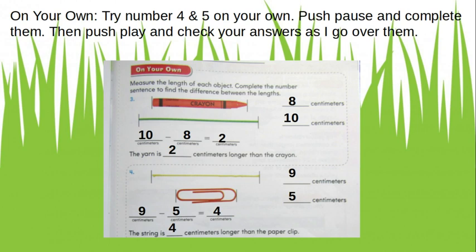For number 4, I got 9 centimeters for the yellow string and 5 centimeters for the paper clip. My number sentence is 9 minus 5 equals 4. The string is 4 centimeters longer than the paper clip. Again, check your answers over. If you made a mistake, remeasure with your ruler and double check your work.